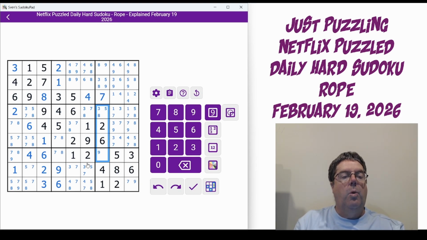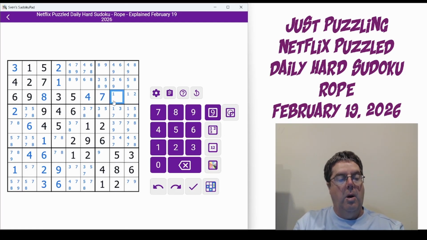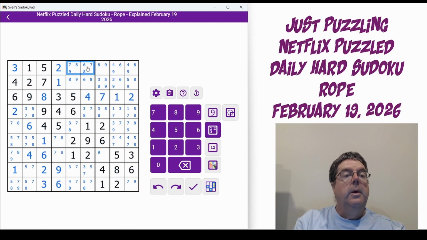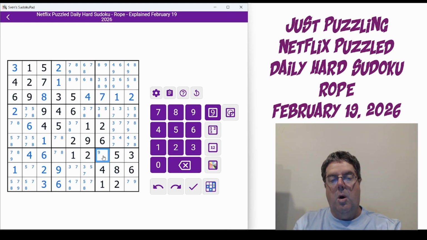Anyway, 4 can't be here. Okay, 4 now can't be here. So this is now a 1 and a 2. So 1 and 2 are out of there, so that makes sense. 4 can't be here because of the 4 here. 6, 8, 9, 3, 7. So because of this 7 here, this is a 9, leaving this to be a 7.